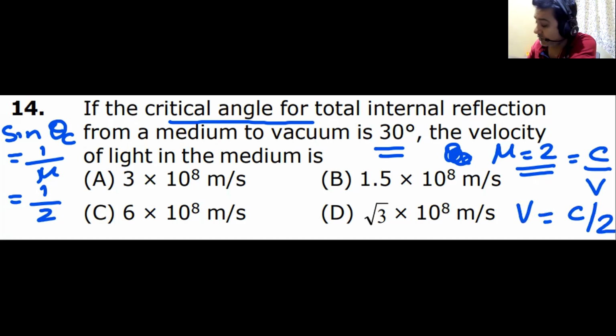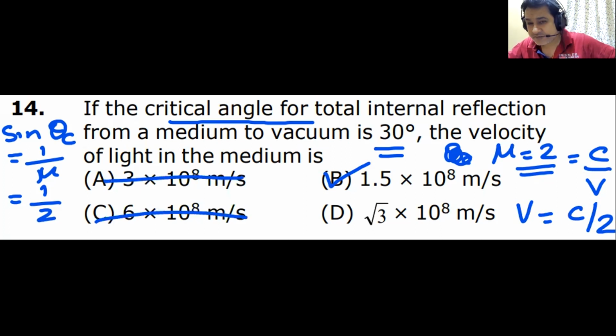So which is the correct option, bacha? The correct option is option B. That is correct. 1.5 into 10 raised to the power 8. Remember, speed of light is highest in vacuum. This cannot be the answer.